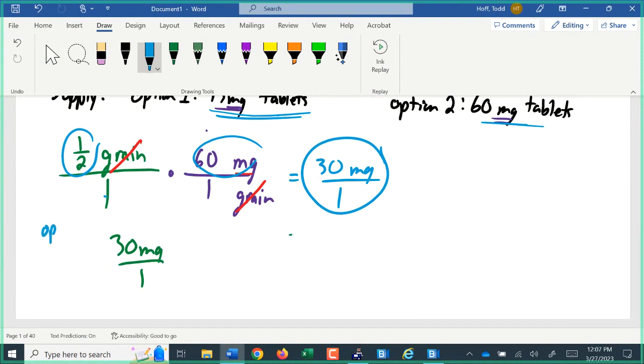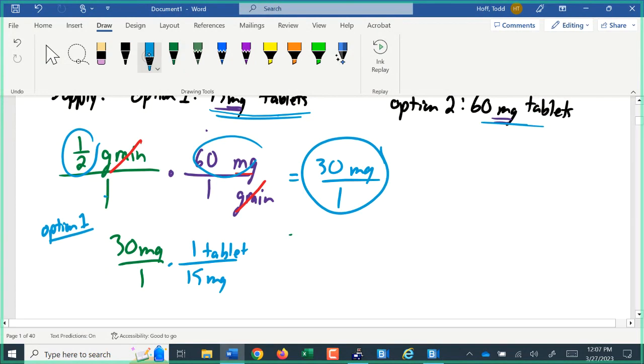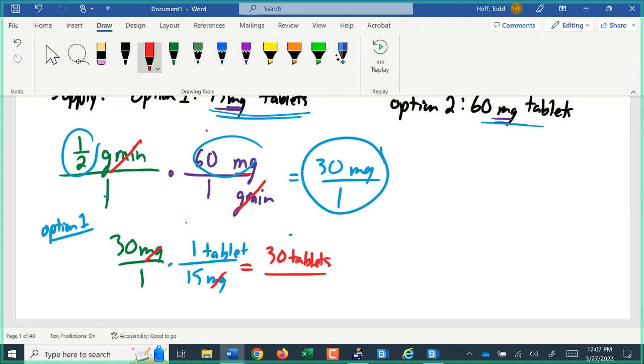So for option 1, option 1 was 15 milligrams per 1 tablet. So milligrams cancel out. 30 times 1 tablet is 30 tablets. 1 times 15 is 15. That divides out to be 2 tablets. That is not a horrible option.